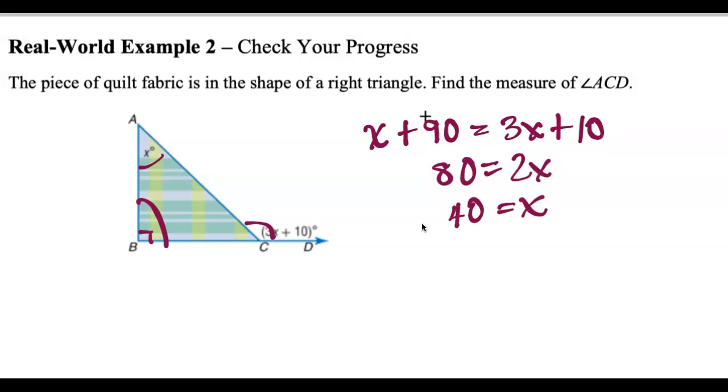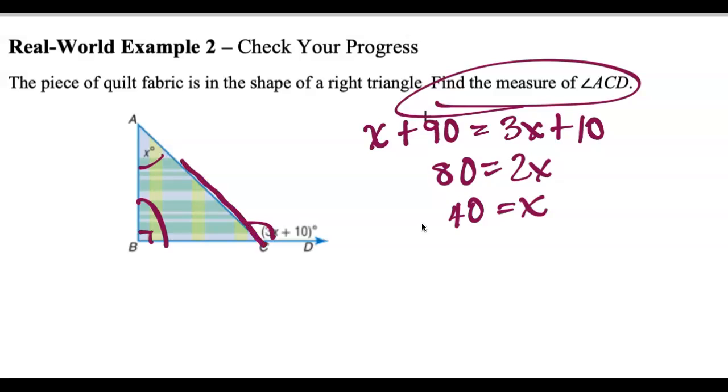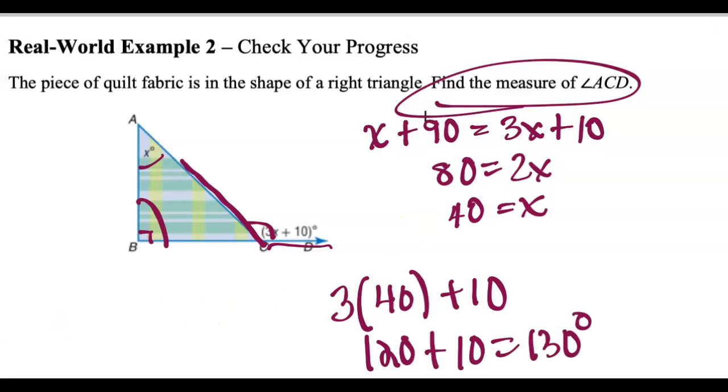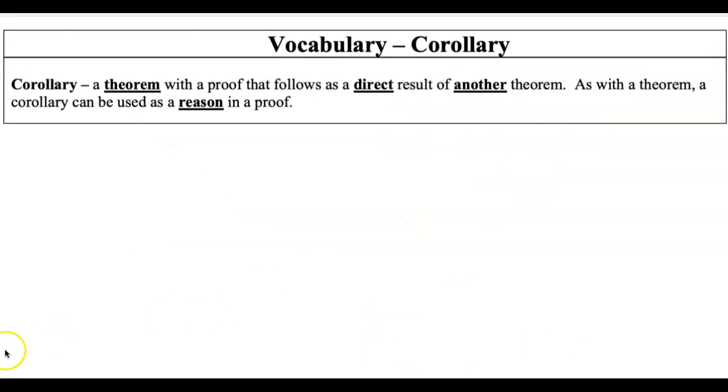So again, make sure you go back and check the question. We have to answer the question, find the measure of ACD. They're asking for this outside measure again. So we substitute our 40 back in there, 3 times 40 plus 10, and we get 120 plus 10, which gives me 130 degrees. A corollary here: a corollary is a theorem with a proof that follows as a direct result from one theorem.